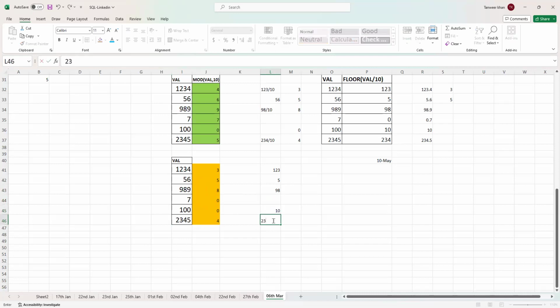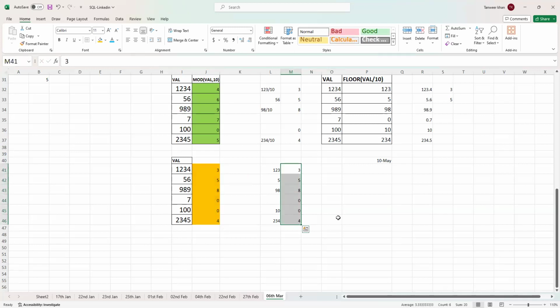And this will be 10, and this will be 234. If I remove the unit place, and then divide this by 10, what will I get here? 3, 5, 8, and then here it will be 0. This will be 0. This will be 4, 4, right? So actually this is what you want, no?